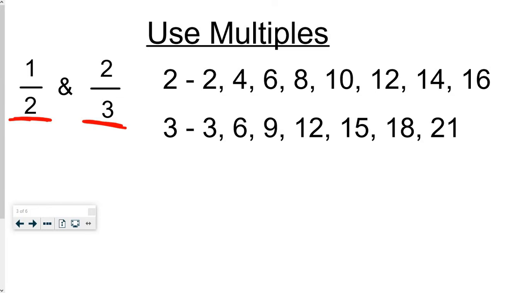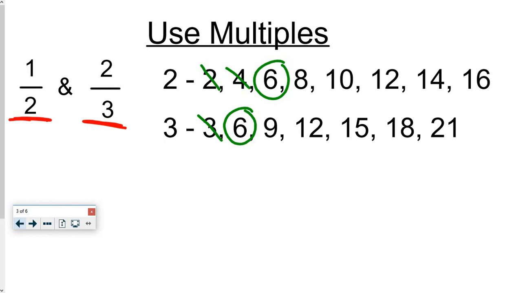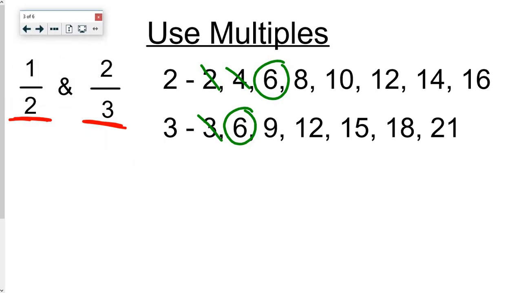So 2 and 3. When we use multiples of 2, we go 2, 4, 6, 8, 10, 12, 14, 16, 18, and so on. When we do 3, we do 3, 6, 9, 12, 15, 18, 21. When we go through, 3 is out because 2 and 3 are out because they're not both on the list. 4 is out, but 6 is on both. So when we have 6, I'll just stick with this for a little bit.